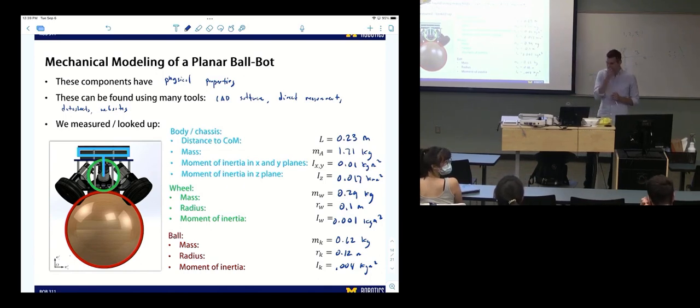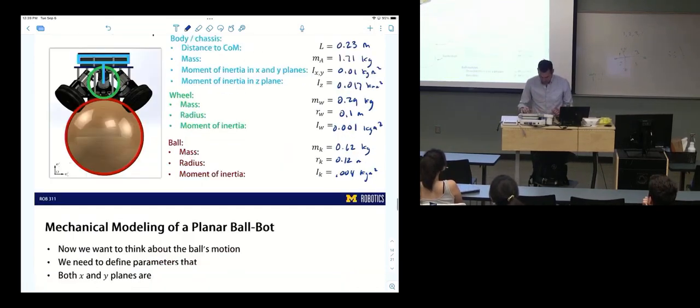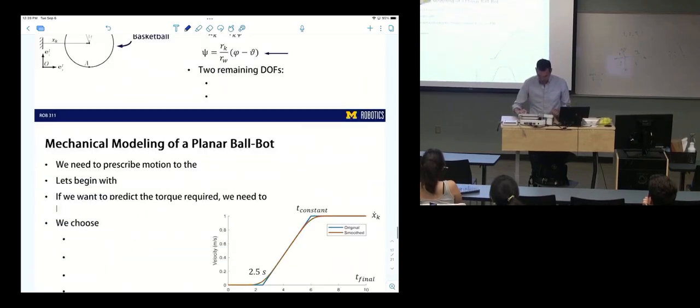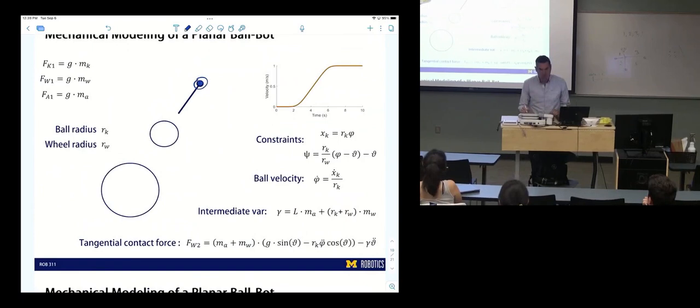I just want to confirm, what is L? Is it the distance to the center of the wheel or half of the... It's the distance to, we'll come back to this. It's the distance to the center of mass. Okay, like a representation of the center of mass. Gotcha, okay.